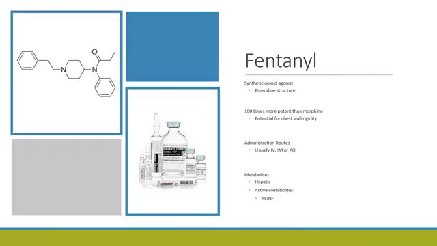The next drug we'll talk about is fentanyl. Fentanyl is a synthetic opioid agonist. It's a piperidine structure. You can see the structure on the upper right-hand side. It's 100 times more potent than morphine, and you can see that it commonly comes in 100 mcg per 2 ml vials. And because it's so potent, it's very much at risk for causing chest wall rigidity. We don't see that with Dilaudid or with morphine. We can see that with fentanyl.